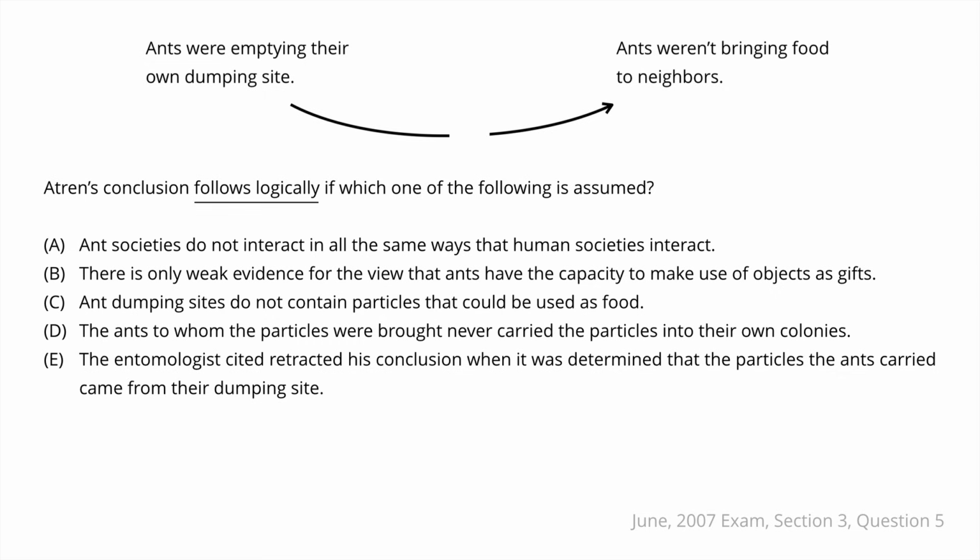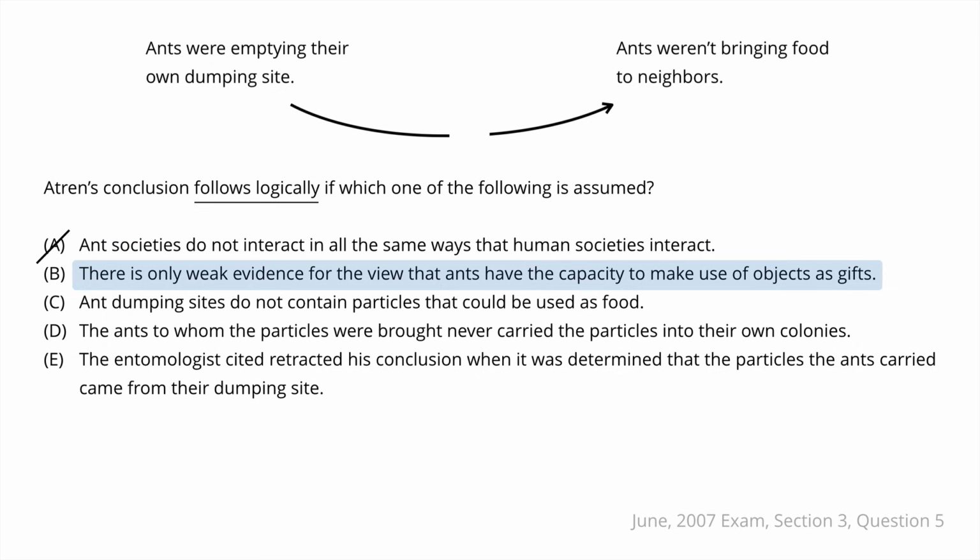And think about each of these answers on those terms. Okay, so we can start with A. Ant societies do not interact in all the same ways that human societies interact. Well, that's great and all, but does that guarantee the ants weren't bringing food to their neighbors? There's at best an indirect connection to the specific points being made in this argument. And again, even if you didn't see the flaw that clearly, I think it's pretty easy to see that no matter what the issue was, A would not be enough to fix it. Okay, so we can go ahead and get rid of that answer.